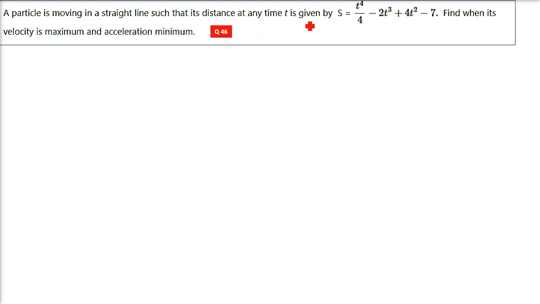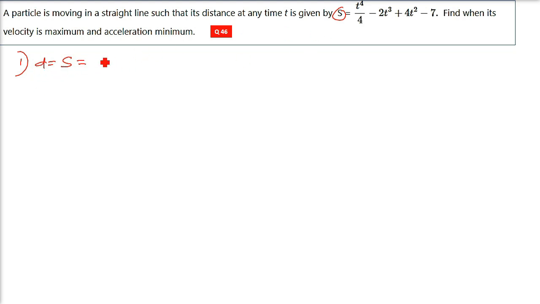Distance at a time t is given like this. This is distance. Find when the velocity is maximum and acceleration is minimum. Don't worry about minimum and maximum. First worry about the velocity and acceleration. Since s is the distance, ds by dt is velocity and d2s by dt square is acceleration.